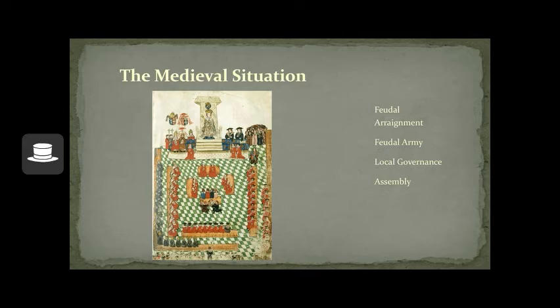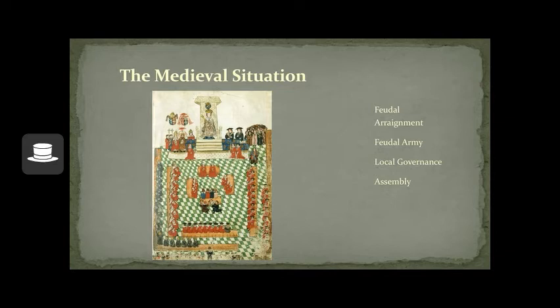Now, these assemblies, by the way, will go by different names in different countries. So in England, it's called the Parliament. In France, this is called the Estates General. In Spain, it's called the Cortes, and in Germany, it's called the Diet. Just same thing, but just different names, all very similar.